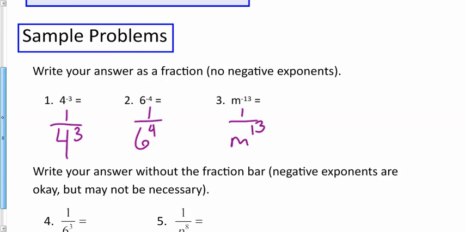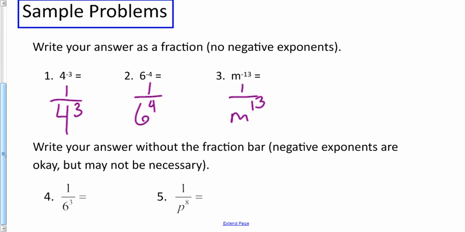All right, let's look at some other examples. Now I want to write my answer without the fraction bar, which means I could have some negative exponents, okay? So 1 over 6 to the 3rd, that's just going to be 6 to the negative 3rd. 1 over p to the 8th is just going to be p to the negative 8th.